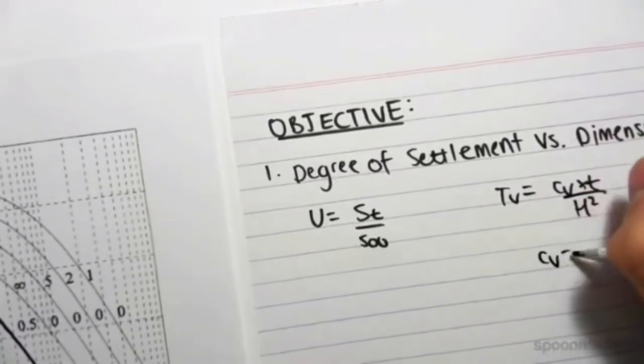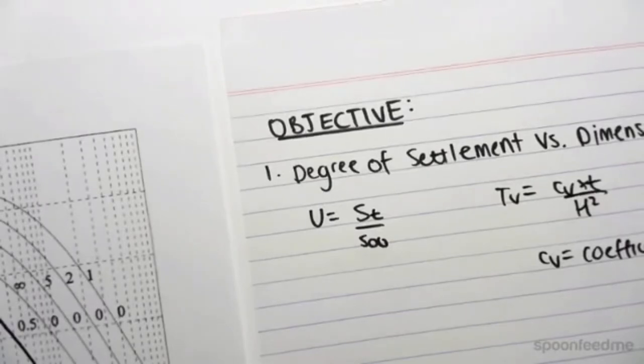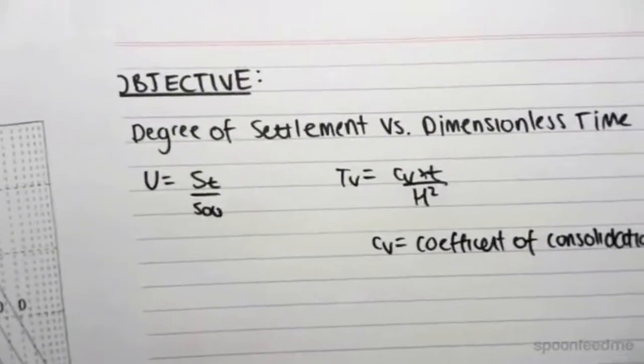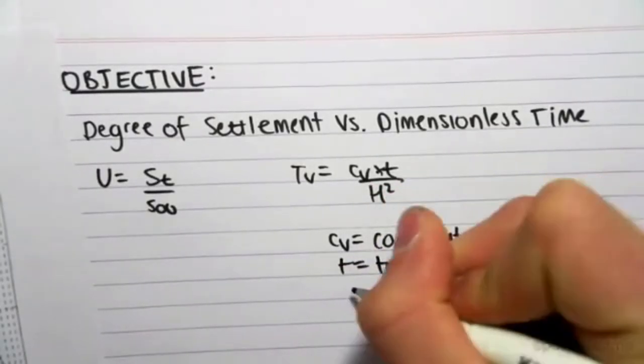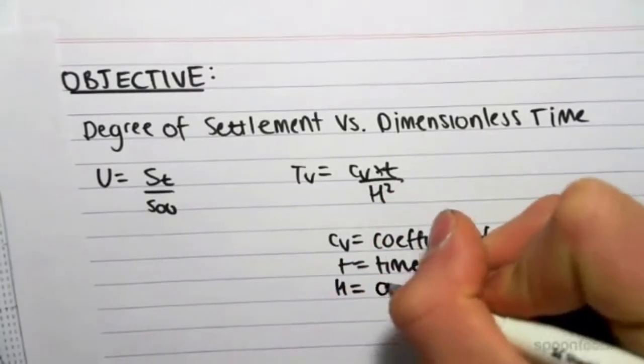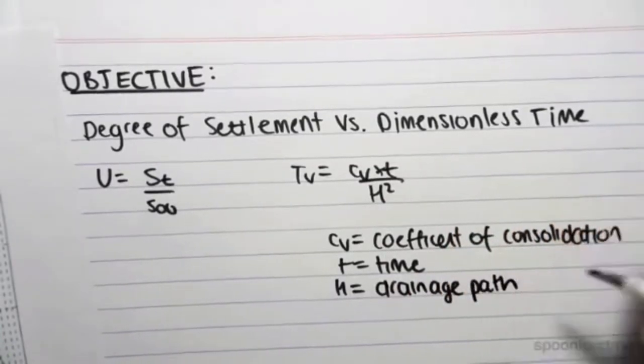CV is called the coefficient of consolidation, and that would be given to you in a question. You don't need to worry about it. It's just a factor, so coefficient of consolidation. T equals the time, and H is the drainage path, so depending whether you have one or two-way drainage.